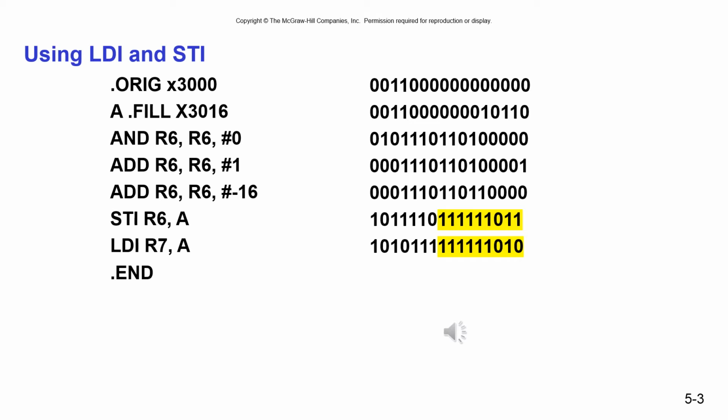And then we AND R6 with 0 and store it back in R6. We add 1 to R6, which is 0, and store it in R6, so 1. And then we add negative 16 to R6, which holds 1. So we're going to ultimately wind up with negative 15 again in R6. Then we have store indirect, STI.